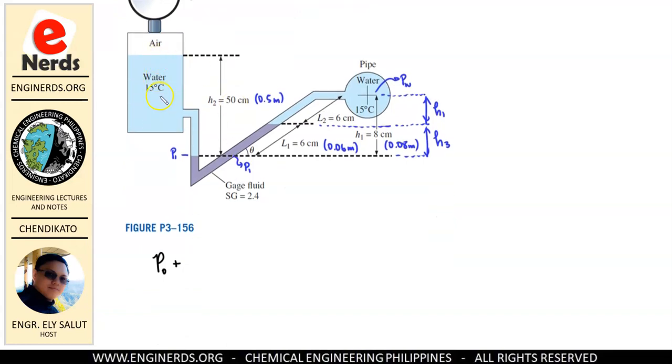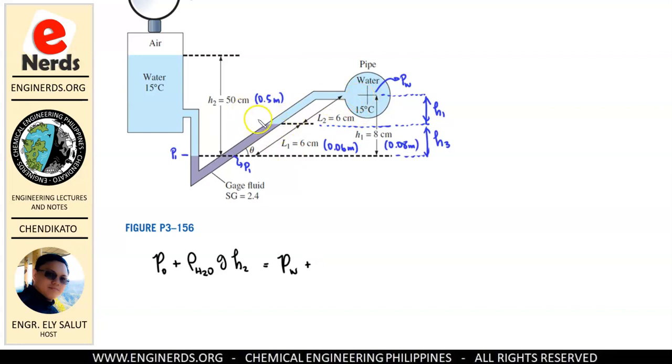This is composed of water. Our liquid here is water, so we will be using the density of water: density of water times g times h. Our h is H2. Okay, so we already reached this point. This will be equal to the pressure from here going to this point. We have a pressure here, which is PW, which is our required value. So PW plus the pressure coming from PW up to this point.